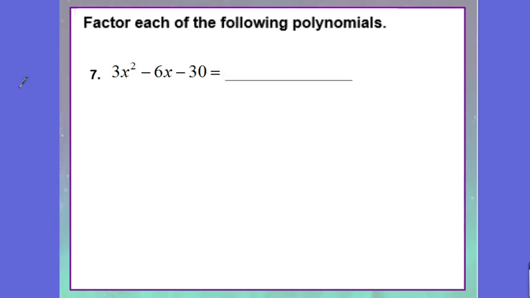Alright, problem 7 has a trinomial. It looks like at first glance they would have a 3x in common, but this term does not have any x's, so I cannot remove a variable. Instead, the only GCF I can factor from all three terms is a 3. So in this problem, 3 times x squared would give me 3x squared. 3 times negative 2x would give me negative 6x. And 3 times negative 10 would give me negative 30.